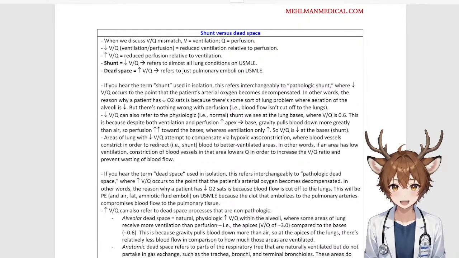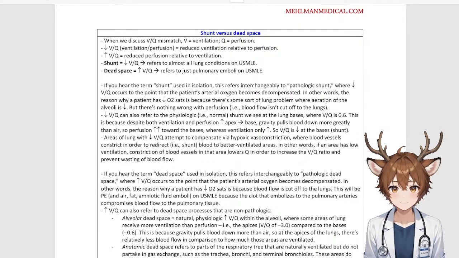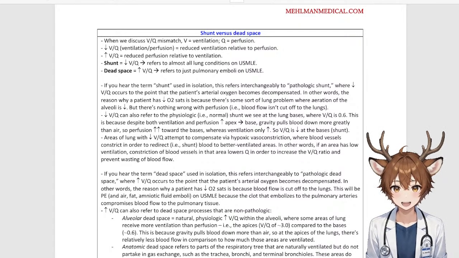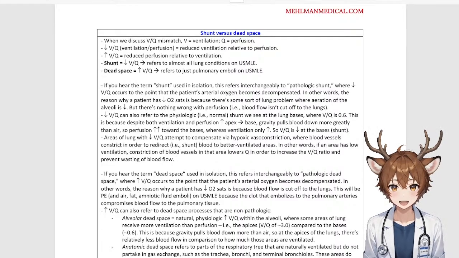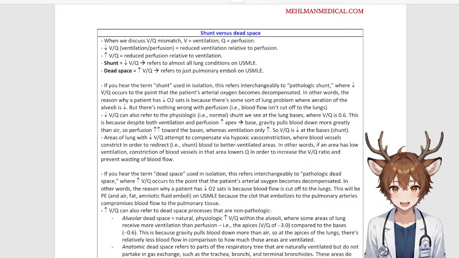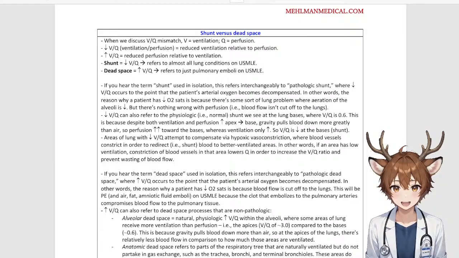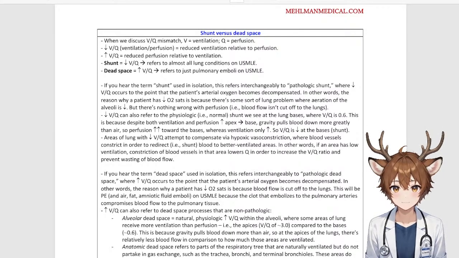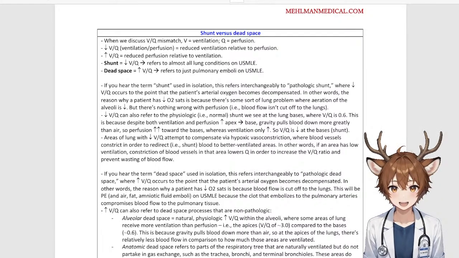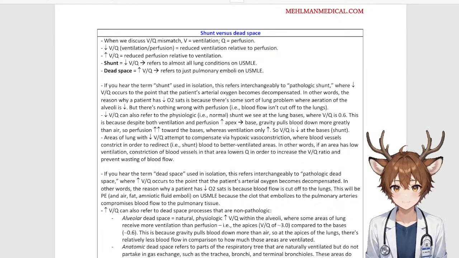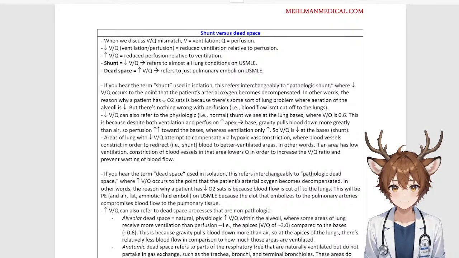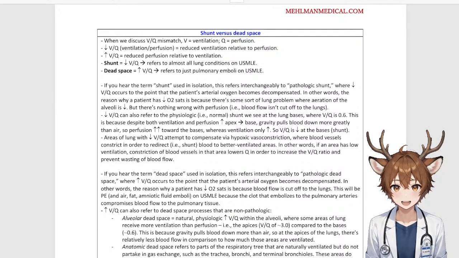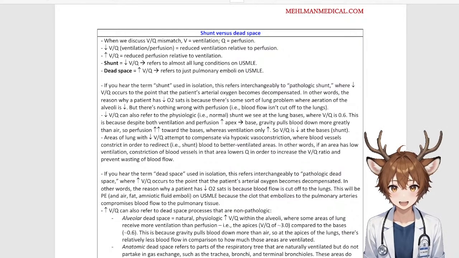So dead space increases VQ, which means that it reduces the perfusion relative to the ventilation. So when you hear dead space, think reduced perfusion relative to ventilation, think elevated VQ. For shunt, think reduced ventilation relative to perfusion. It refers to almost all lung conditions on USMLE, and it's a low VQ. But dead space is very specific for pulmonary emboli.